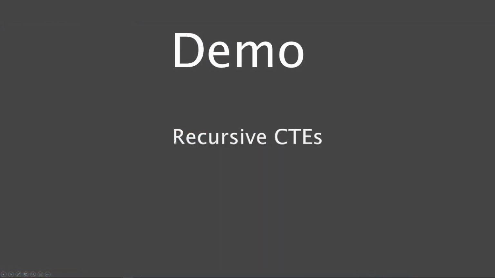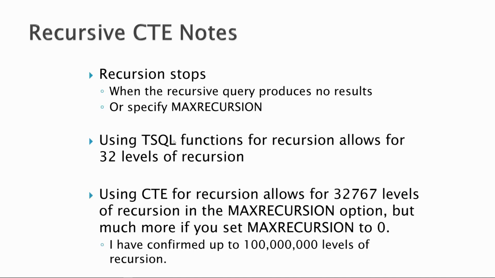All right, that wraps up the demo on Recursive CTEs. A few notes and things to remember with Recursive CTEs. The recursion stops when the recursion produces no results or when max recursion is hit. You can use T-SQL functions to do recursions as well, but that only will go 32 levels deep.